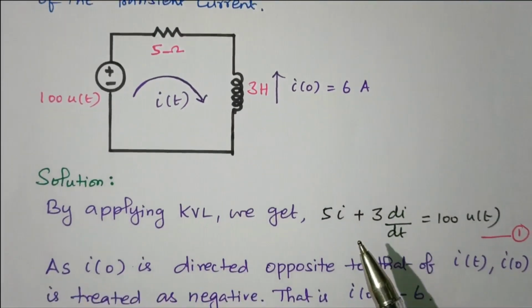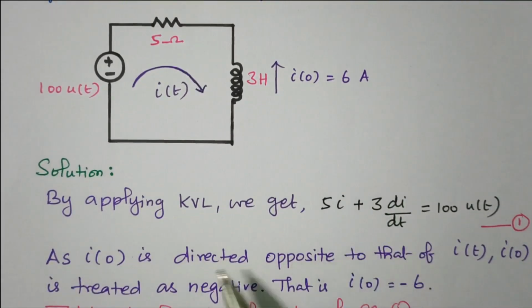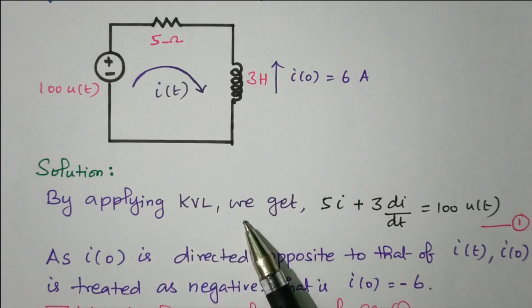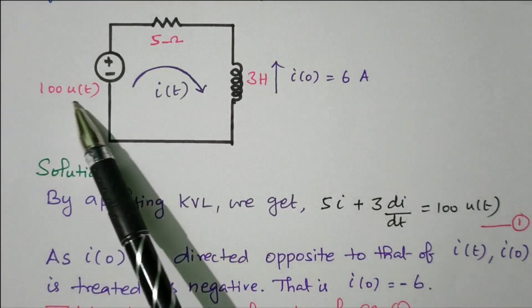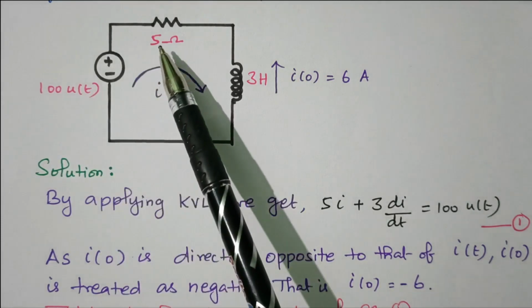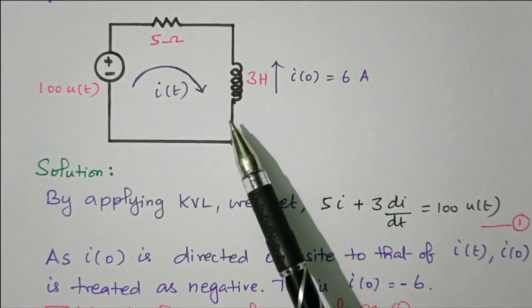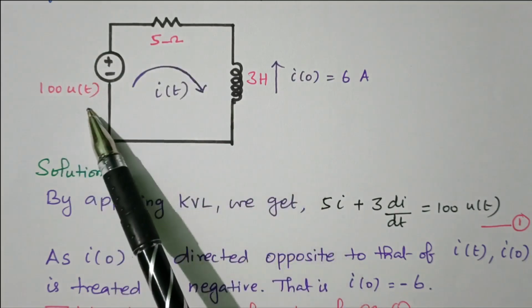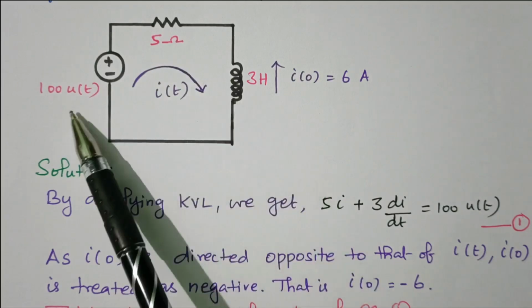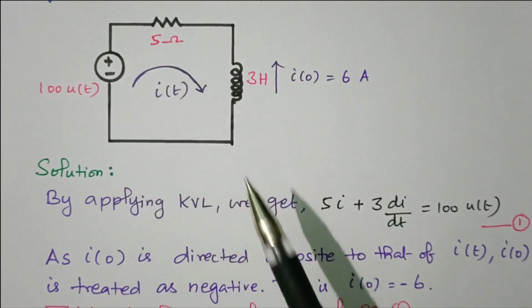So from this circuit diagram, we can apply Kirchhoff's voltage law. While applying Kirchhoff's voltage law, what do we get? The applied voltage is equal to the sum of potential drops across the resistor and inductor, right? This is the potential rise. These two are potential drops. Potential rise is equal to the sum of potential drops.